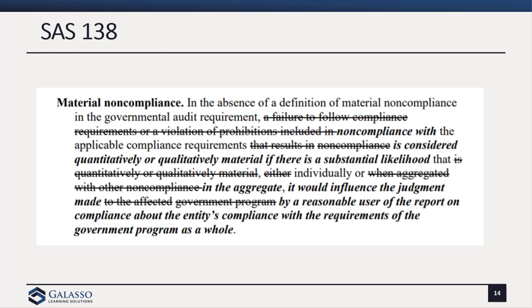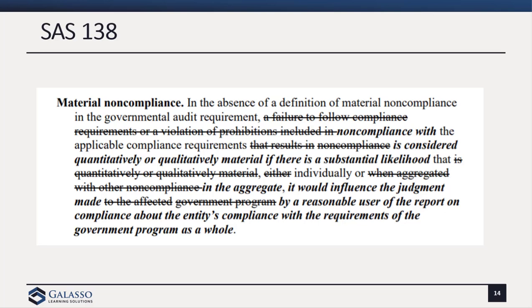So the updated definition, again, moving away from that "could" to that "would" really, and making this updated definition. So what is material non-compliance? In the absence of a definition of material non-compliance in the government requirement, non-compliance with the applicable compliance requirement is considered quantitatively or qualitatively material if there is a substantial likelihood that individually or in the aggregate it would influence the judgment made by a reasonable user of the report on compliance about the entity's compliance with the requirements of the government program as a whole.